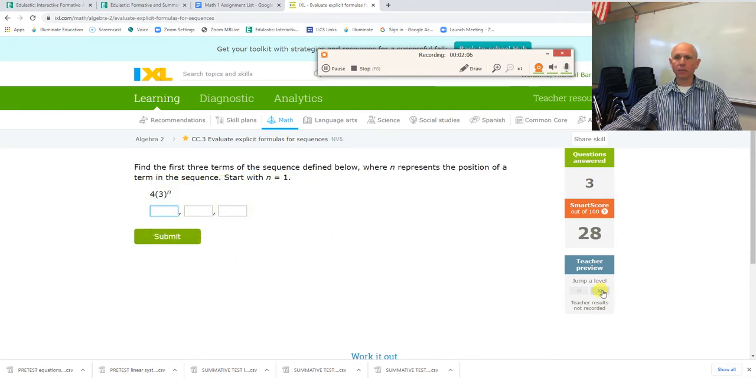Okay, let's jump a level. Yeah, I kind of like this one. So let's plug in a 1. So 3 to the first power is 3, times 4 is 12. 3 to the second power is 9, times 4 is 36. 3 to the third power is 27, times 4 is 108. I used a calculator for that one. Nice.